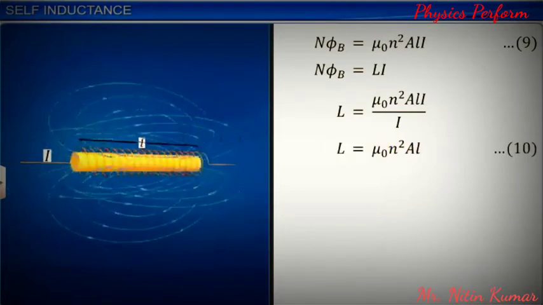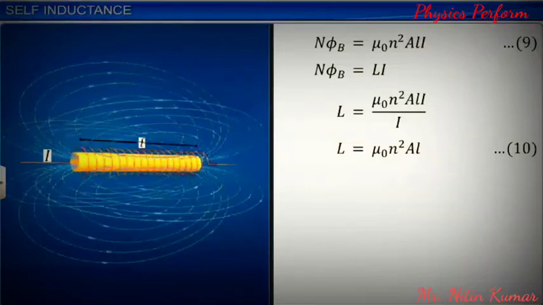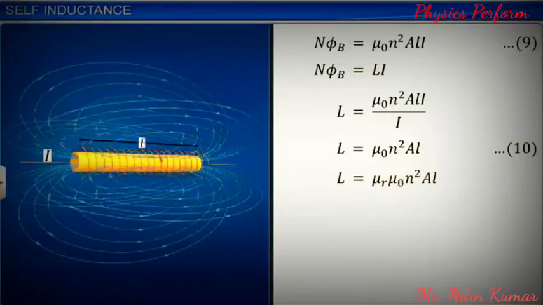If the space in the coils of the solenoid is filled with the material of magnetic permeability mu R, then L is equal to mu R mu naught N square AL. Let this be equation 11. Note that the self-inductance of the solenoid depends on the geometry and the permeability of the medium.